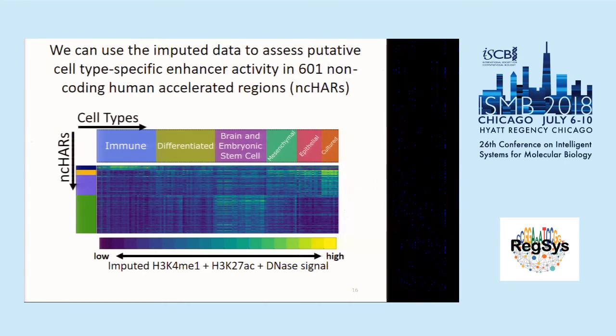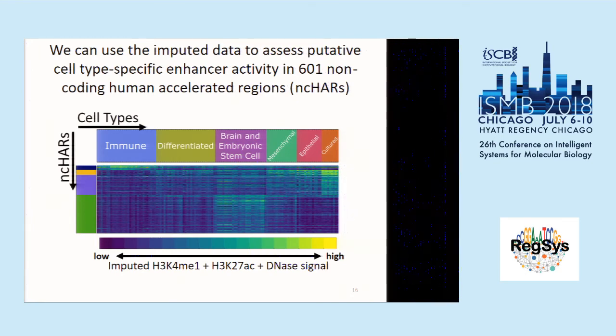We did a bi-clustering of enhancer-associated imputed signal across all of our cell types on these non-coding human accelerated regions. And we find that for 601 non-coding human accelerated regions, we can actually find imputed putative enhancer activity based on these marks, and that they cluster based on cell type. So we have this cluster of non-coding human accelerated regions that would have putative enhancer activity in brain and embryonic stem cell types.